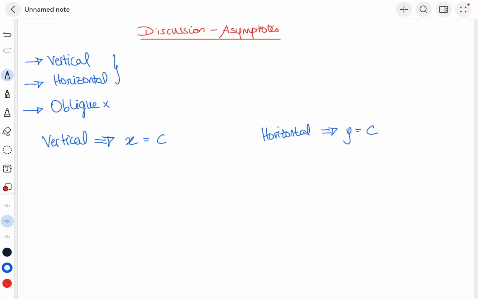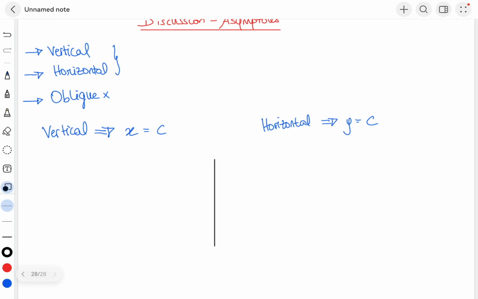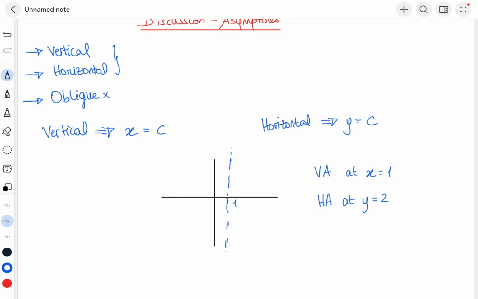Now, to understand what a vertical and horizontal asymptote mean, let's say we had a vertical asymptote at x equal to 1, and a horizontal asymptote at y equal to 2, let's say. Let's draw them first. X equal to 1 is here, so this is our vertical asymptote, and our horizontal asymptote is at y equal to 2, which is here.